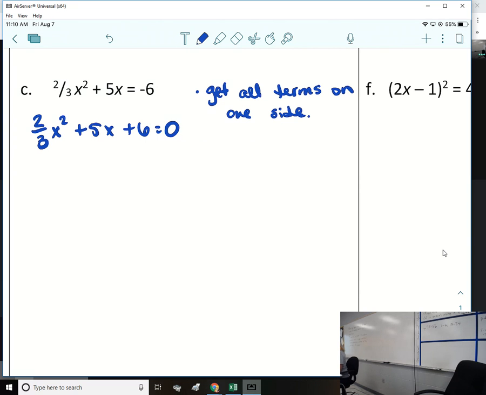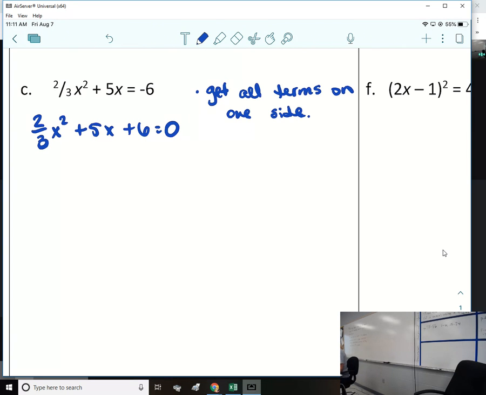We want it in standard form. Okay, so what else is kind of weird about this problem? You technically can factor it with the fraction in there, but I would never want to do that. That would be super annoying. So because it's an equation, we can multiply through by a number to get rid of the fraction. What would we multiply by?